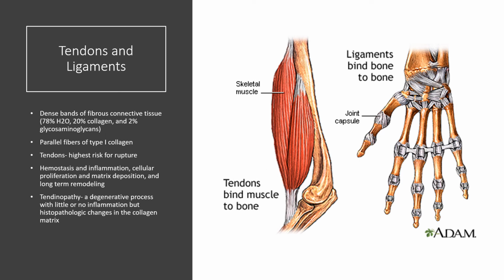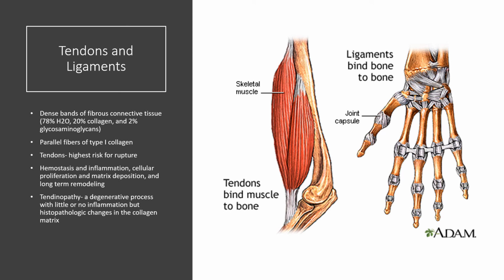Tendons and ligaments. Remember, we covered ligaments on the first day of anatomy class. Ligaments attach bone to bone, while tendons attach muscle to bone. And they are made of dense bands of fibrous connective tissue, and they have parallel fibers of type 1 collagen. Remember, type 1 collagen is the predominant form of collagen that we see in the body. It makes up 80 to 85% of the body. And tendons have the highest risk for rupture.